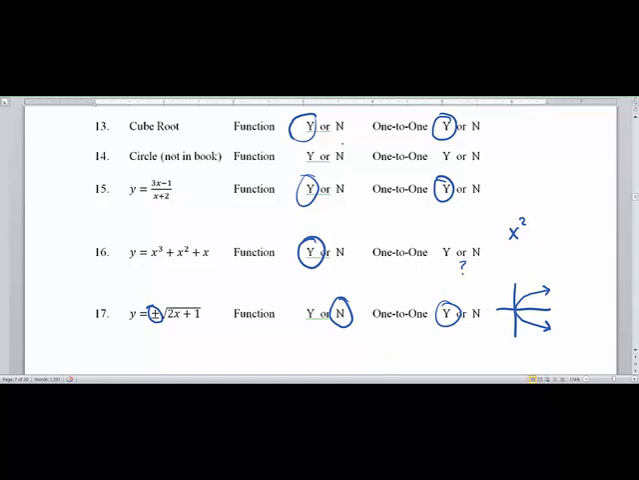And circles? What do you think about a circle? If you just have a circle, does that pass or fail the vertical or horizontal line test? Well, absolutely not. That does not. Ellipses, circles do not pass the vertical line test or the horizontal line test for that.